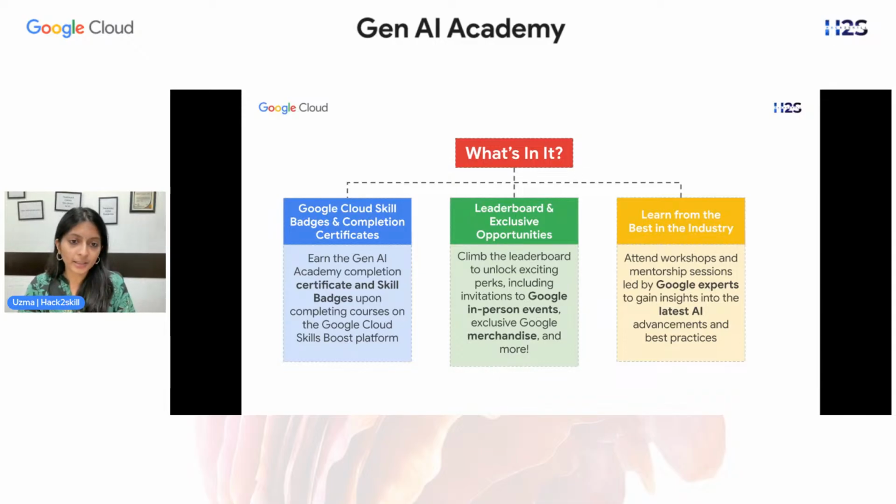The third thing here is the leaderboard and exclusive opportunities. While you are attending this masterclass and while you are a part of this academy, we have gamified the entire process, and you are part of a leaderboard as of now. If you climb the leaderboard high enough, you get access to a lot of exclusive perks, including in-person events by Google, some merchandise, and so much more. I'll tell you how you get these points.